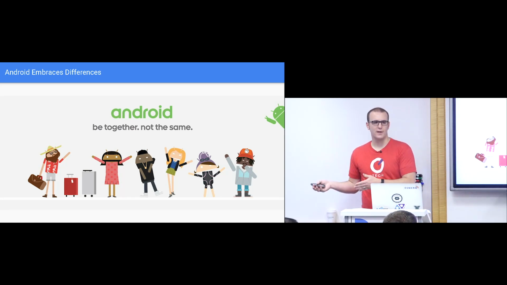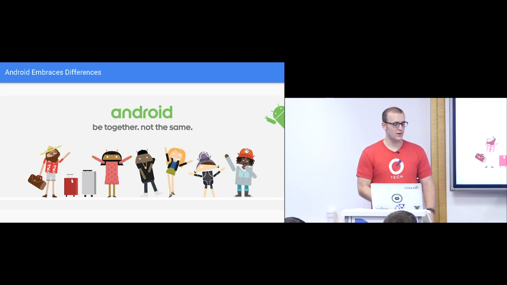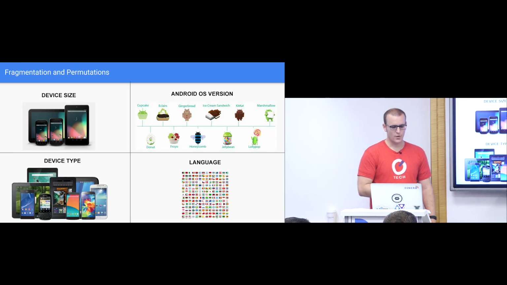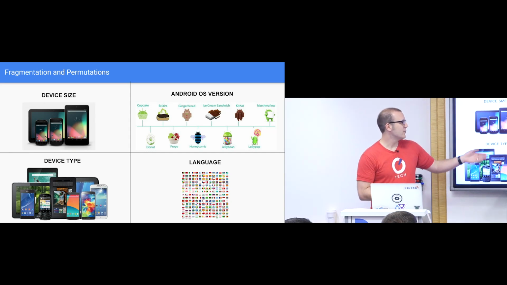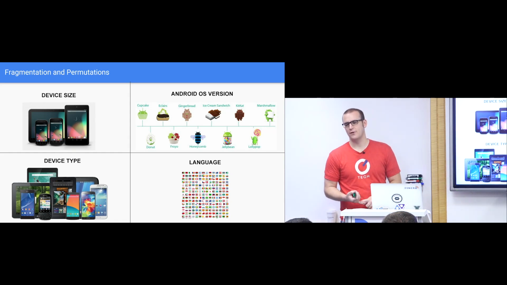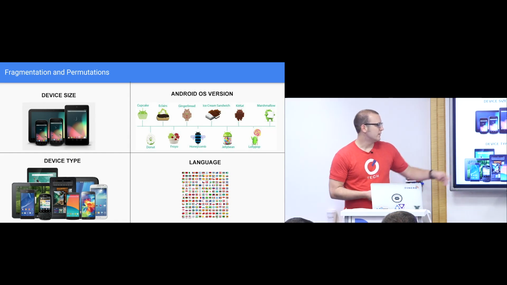So we're going to developing countries. We're not making people charge $700 for an iPhone. Because of that, though, as developers, we have to deal with this fragmentation and permutations of devices. So the different size device, the Android OS version, and we don't even mention Nougat in that graphic, the device type, meaning your manufacturer or the model, and then the language, right?